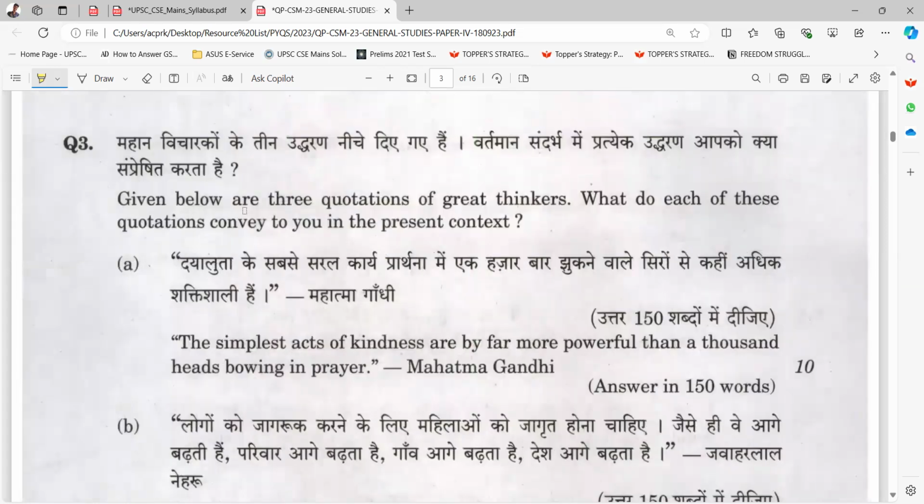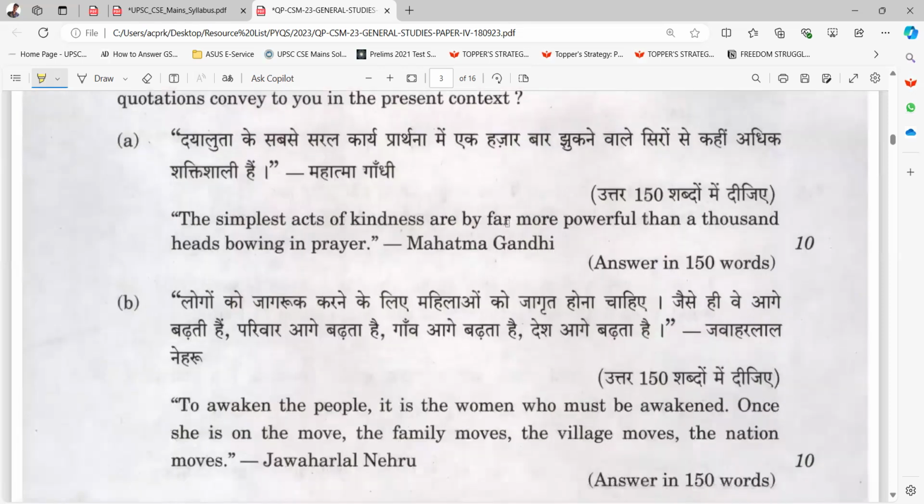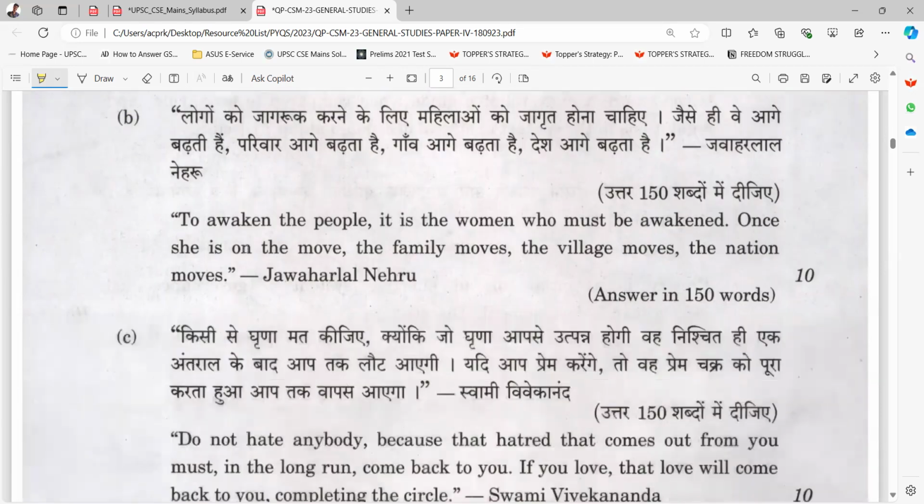Third question. Given below are three quotations of great thinkers. What do each of these quotations convey to you in the present context? 3A. The simplest acts of kindness are by far more powerful than a thousand heads bowing in prayer. Mahatma Gandhi. 3B. To awaken the people, it is the women who must be awakened. Once she is on the move, the family moves, the village moves, the nation moves.